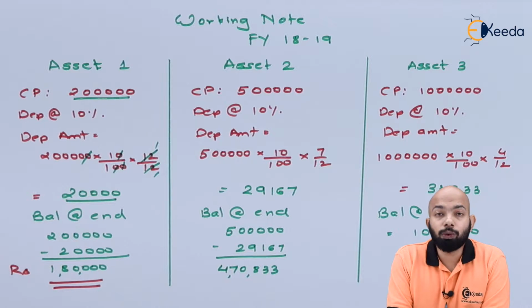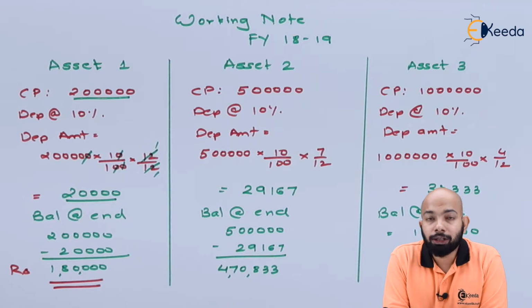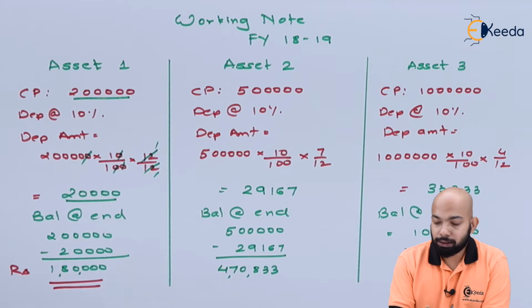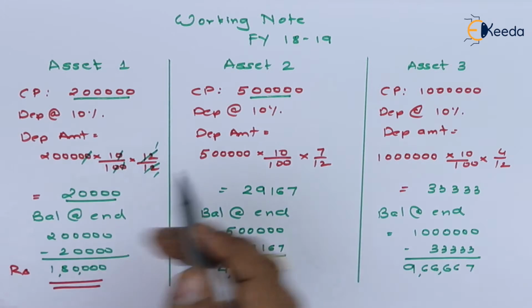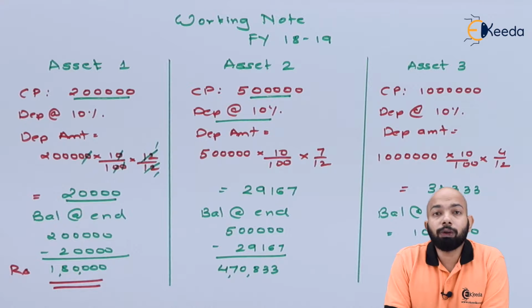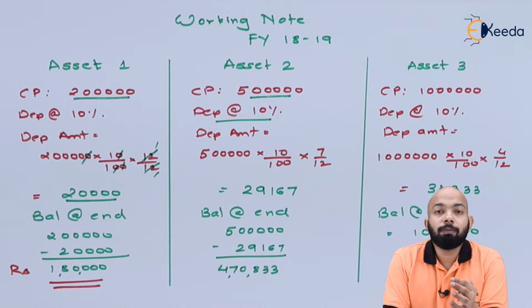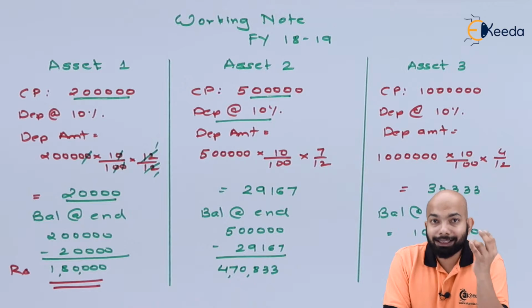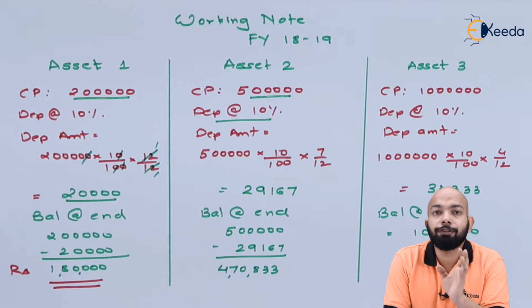Similarly, for asset 2, which was purchased on 1st of September, we will have a different calculation. The cost price being 5 lakh rupees, depreciation at the rate of 10%. Now, the depreciation amount here will be only for 7 months, that means from September 1st until March 2019. That means September, October, November, December, January, February and March. 7 months being used for this specific asset. Depreciation is provided only for 7 months.